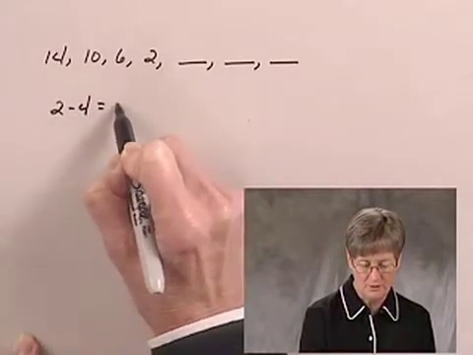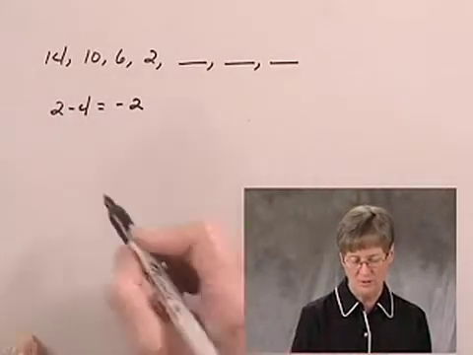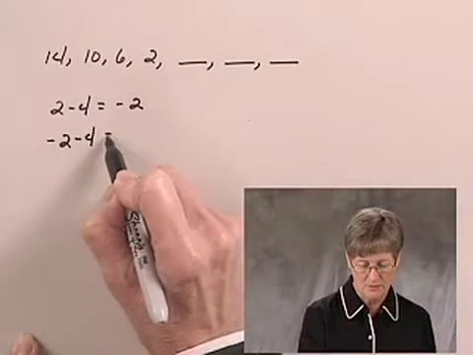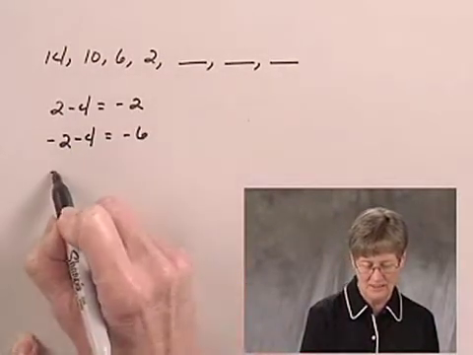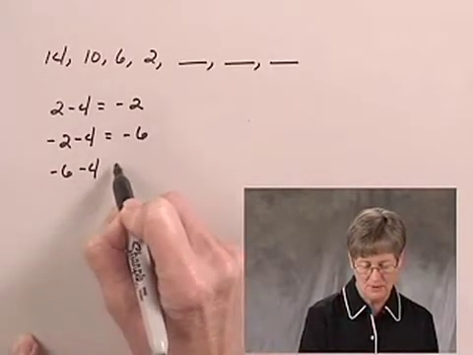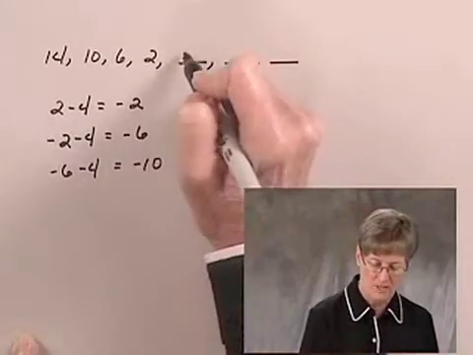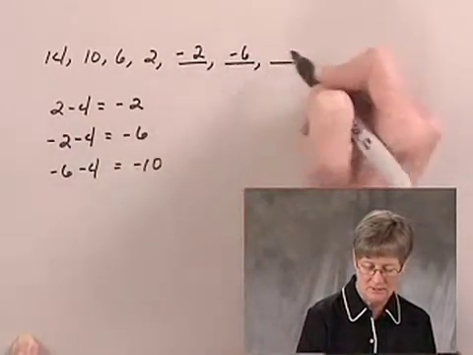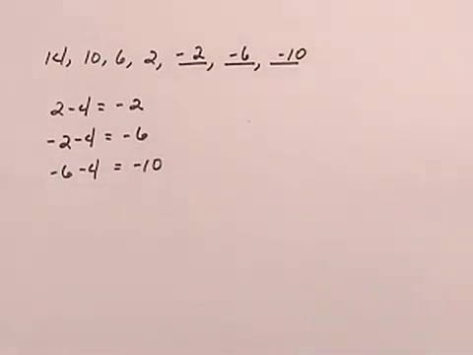2 minus 4 is negative 2. And then continuing to subtract 4 to find the next two numbers, we would have negative 2 minus 4, which is negative 6. And we would then take negative 6 and subtract 4. And we have negative 10. So the next three numbers in this sequence would be negative 2, negative 6, and negative 10. Let's take a look at the third sequence.